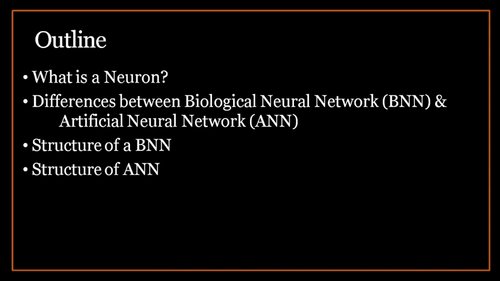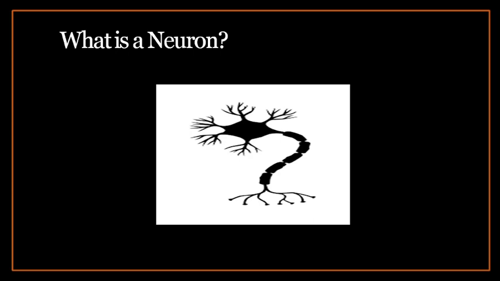First, we will discuss what a neuron is. This is the diagram of a neuron, how a neuron looks. Neurons are specialized cells in the human body that transmit chemical and electrical signals in the brain. Also, it is a basic building block of the central nervous system.